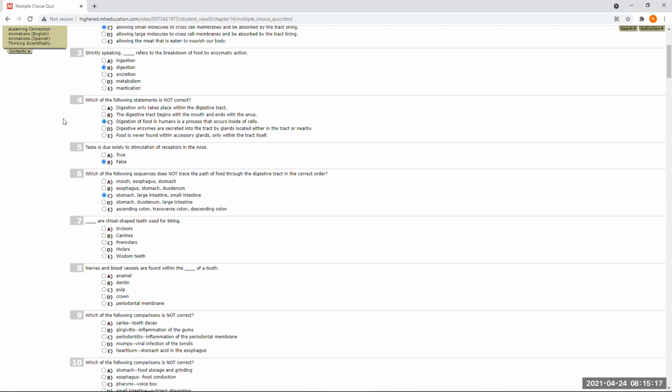So do take note in terms of the order. This one doesn't. Mouth, esophagus, stomach. That is true. Esophagus, stomach, duodenum. Duodenum is what part? Is it part of the large intestine or the small intestine? The small intestine.